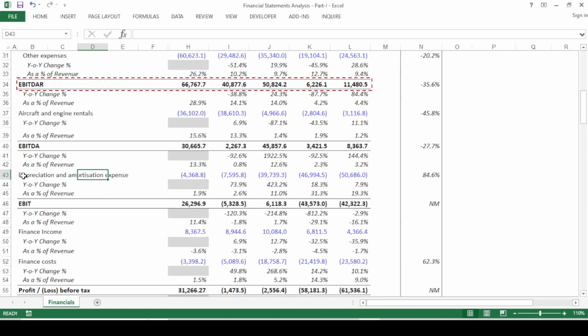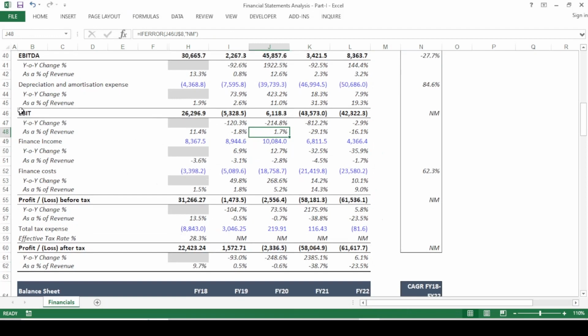So after this, we have something called a depreciation and amortization expense, which is going to be the expense of, let's say, any plant property equipment over the useful life of that asset. So this is something related to that. And after expensing this, we have something called the EBIT, that is earnings before interest and tax.